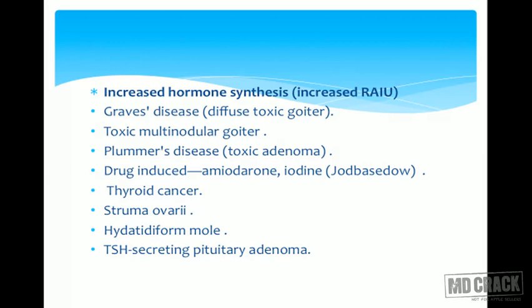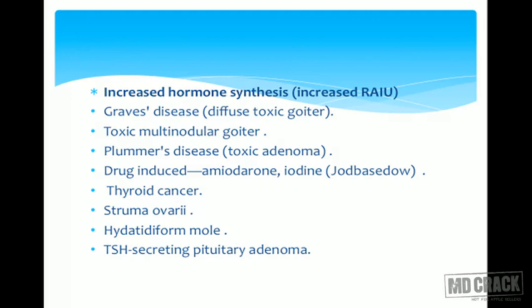So the disorders in which you have increased hormone synthesis with increased radioiodine uptake are Graves' disease, which is also called diffuse toxic goiter. Then we have toxic multinodular goiter, Plummer's disease, which is also called toxic adenoma. Then drug induced, which may be seen after amiodarone or after giving iodine. If you have increased hormone synthesis after iodine therapy, it is also called Jod-Basedow disease.